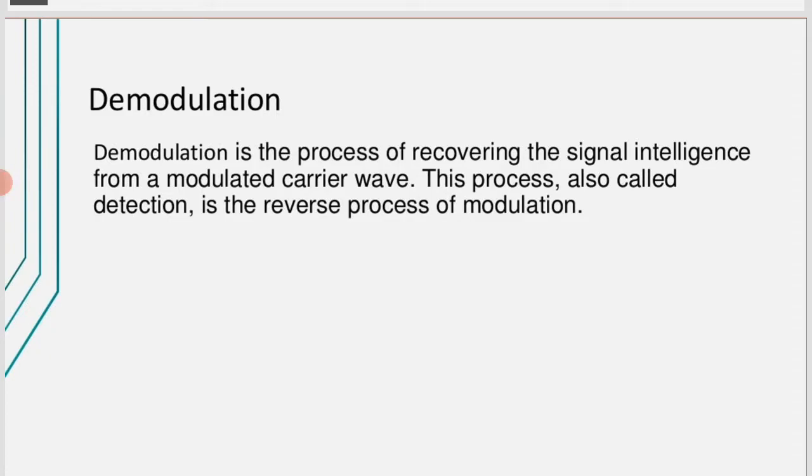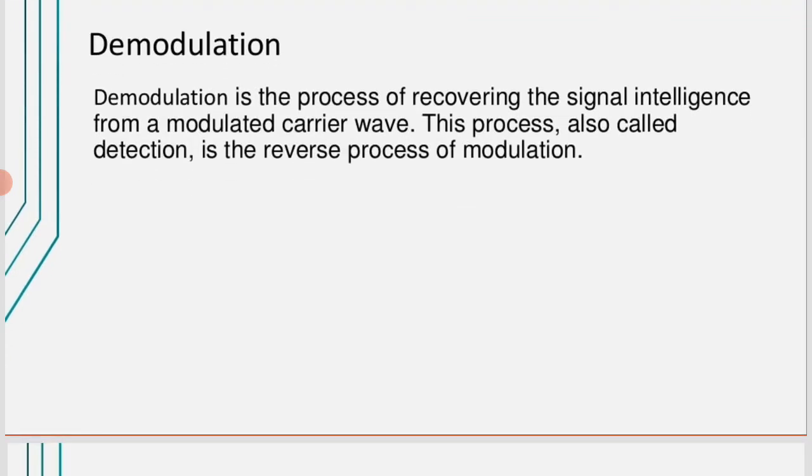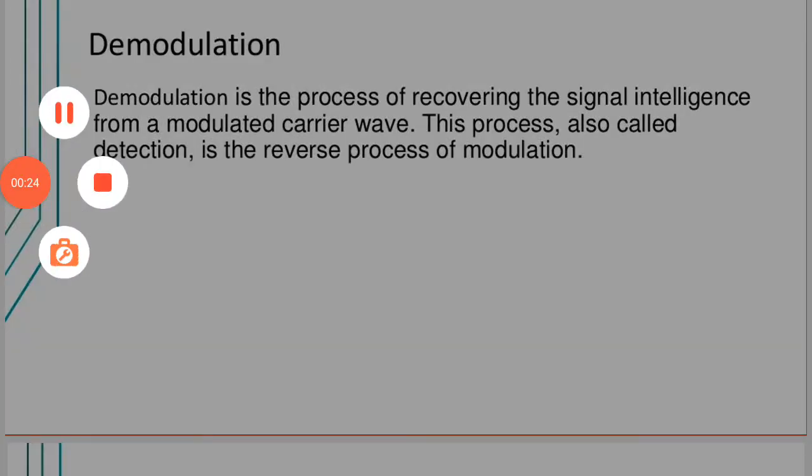Today we will discuss a video lecture on the topic of amplitude demodulation. Firstly, let us see what demodulation is. Demodulation is the process of recovering the signal intelligence from a modulated carrier wave. This process is also called detection, and it is the reverse process of modulation.